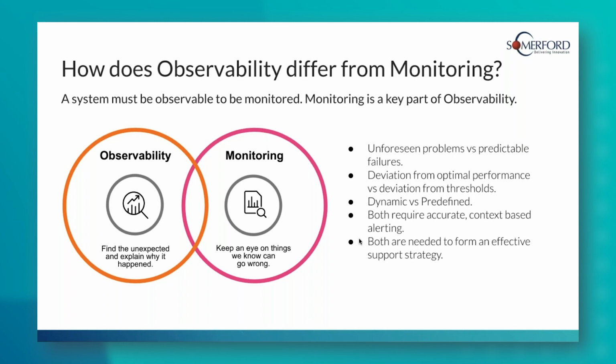We need both. We need to be monitoring for those known problems as well as the unknown ones to provide context-based alerting. And alerting is really the key. Accurate alerting is the key to bringing down the mean time to resolve, to improve resolution of scenarios, incidents that impact your business. So basically both are needed to form an effective support strategy.